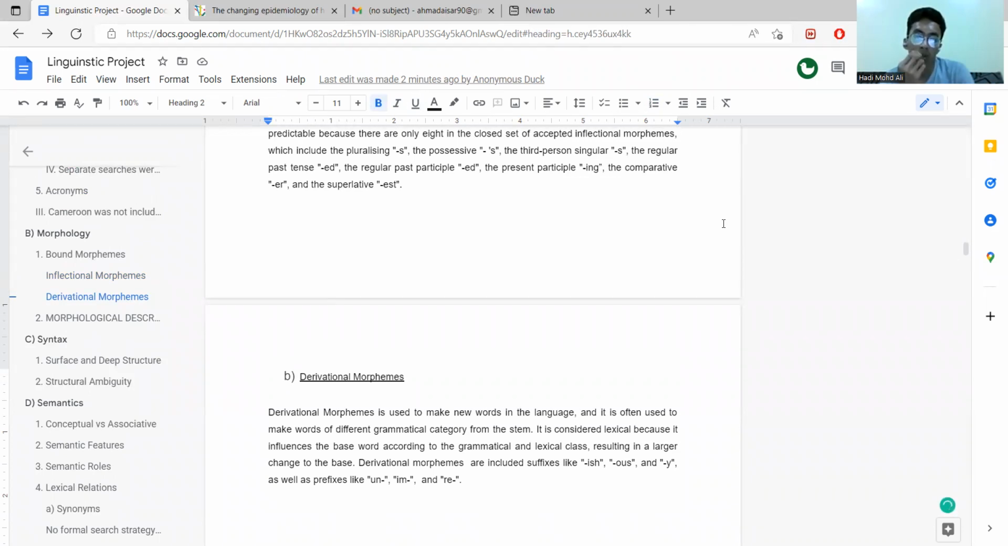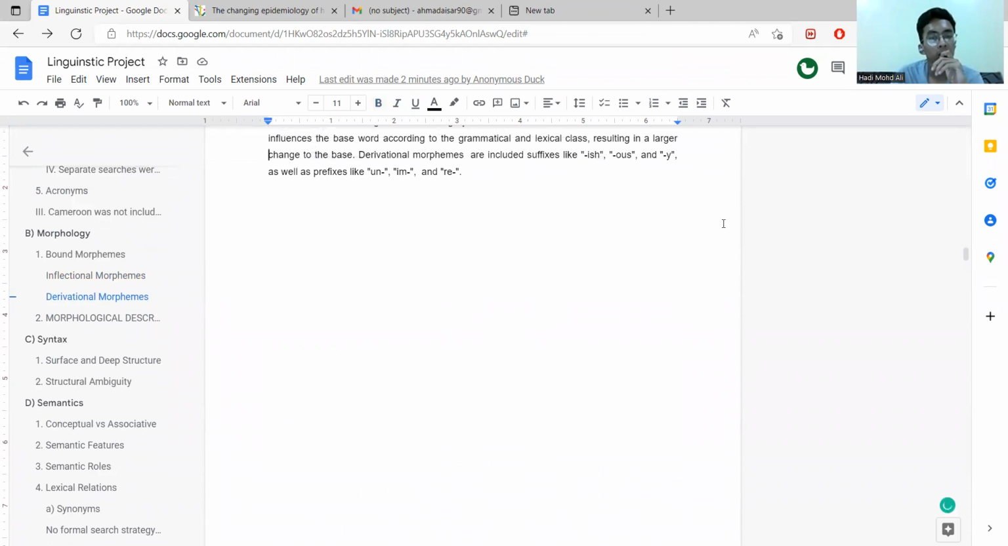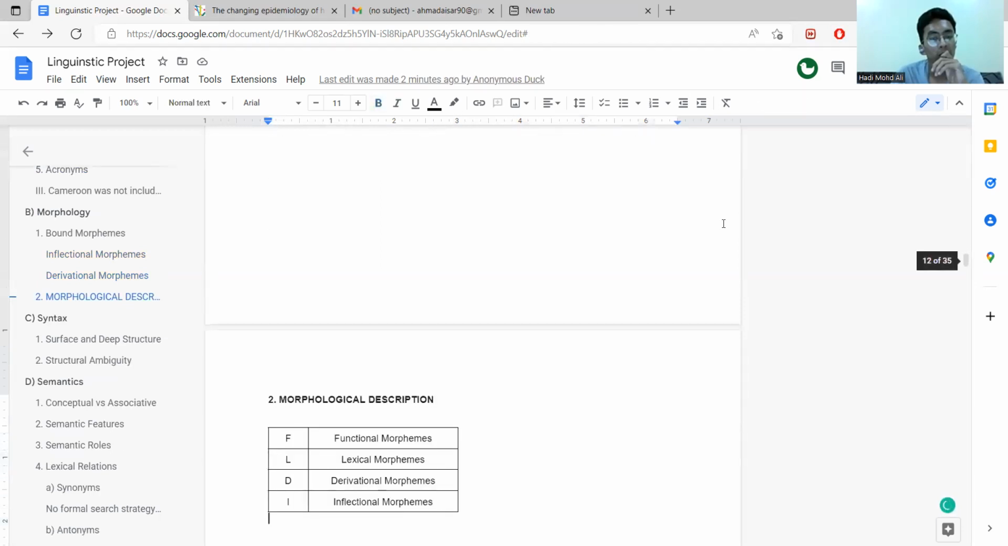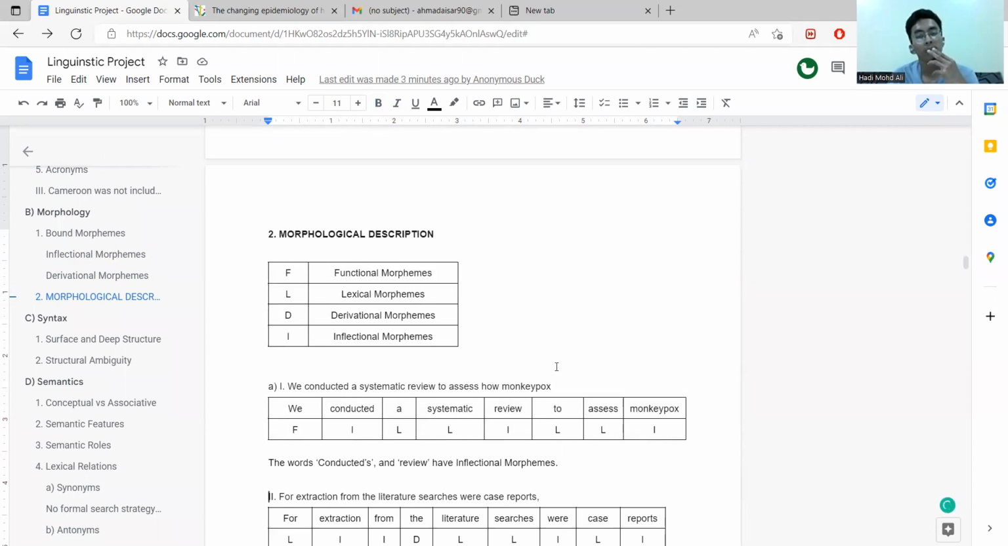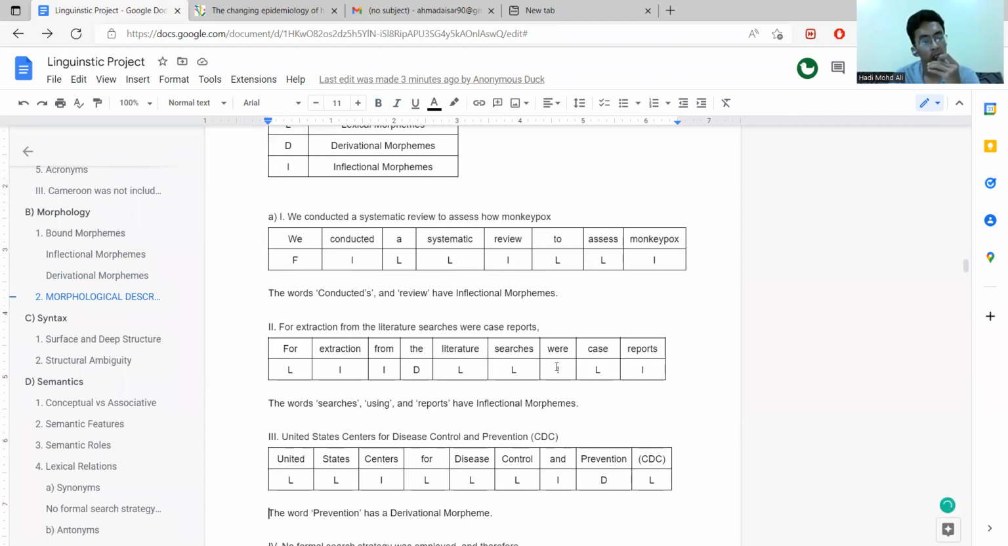The derivational morpheme is used to make new words in the language and is often used to make words of a different grammatical category from the stem. It is considered lexical because it influences the base word according to the grammatical and lexical class, resulting in a larger change to the base. Derivational morphemes include suffixes like ish, y, and well as prefixes. So morphology description is based on functional morphemes, lexical morphemes, derivational morphemes, and inflectional morphemes. Based on the example, we can see that there are many types of morphemes.